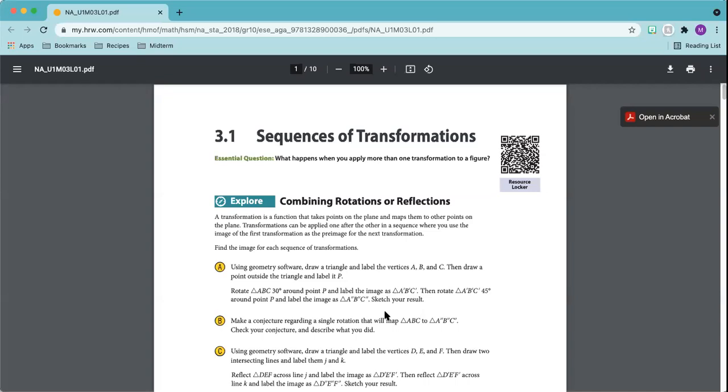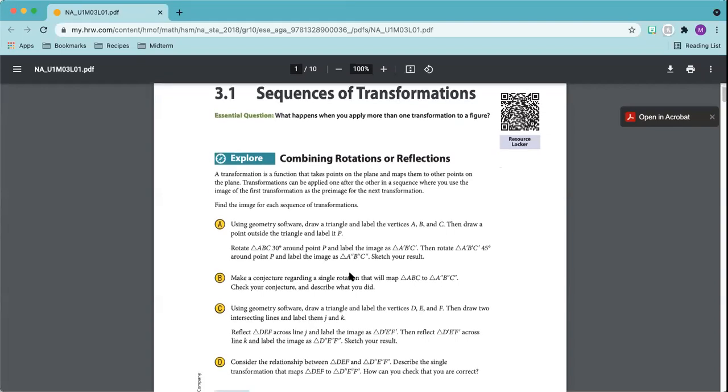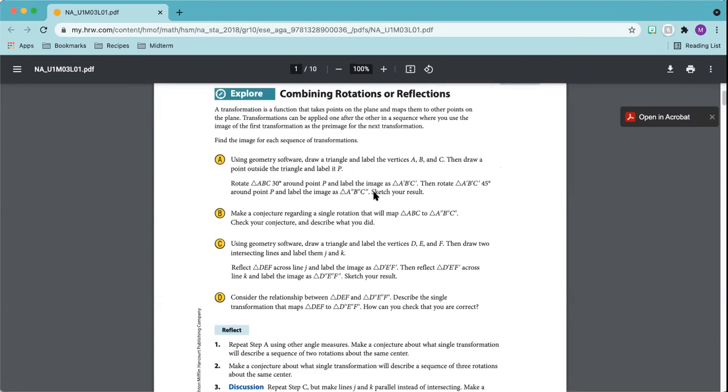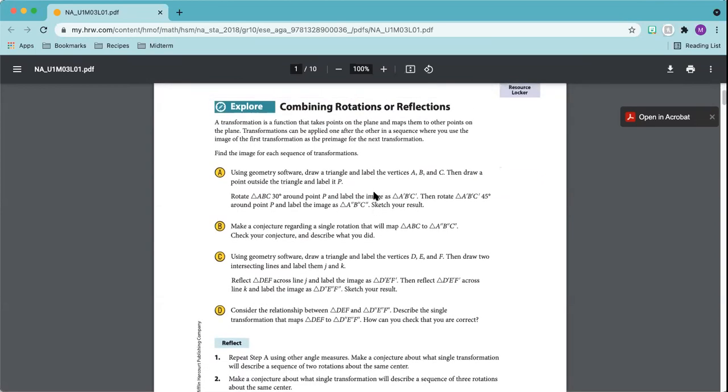So our next topic is on, where is it? There it is. Sequences of transformations. So sequence means what? Like more than one, right? We have a sequence of things. It's usually like a pattern or a trend or something like that. So we're pretty much looking at what happens when you apply more than one transformation to a figure. So this section talks about, the first part is combining rotations or reflections.